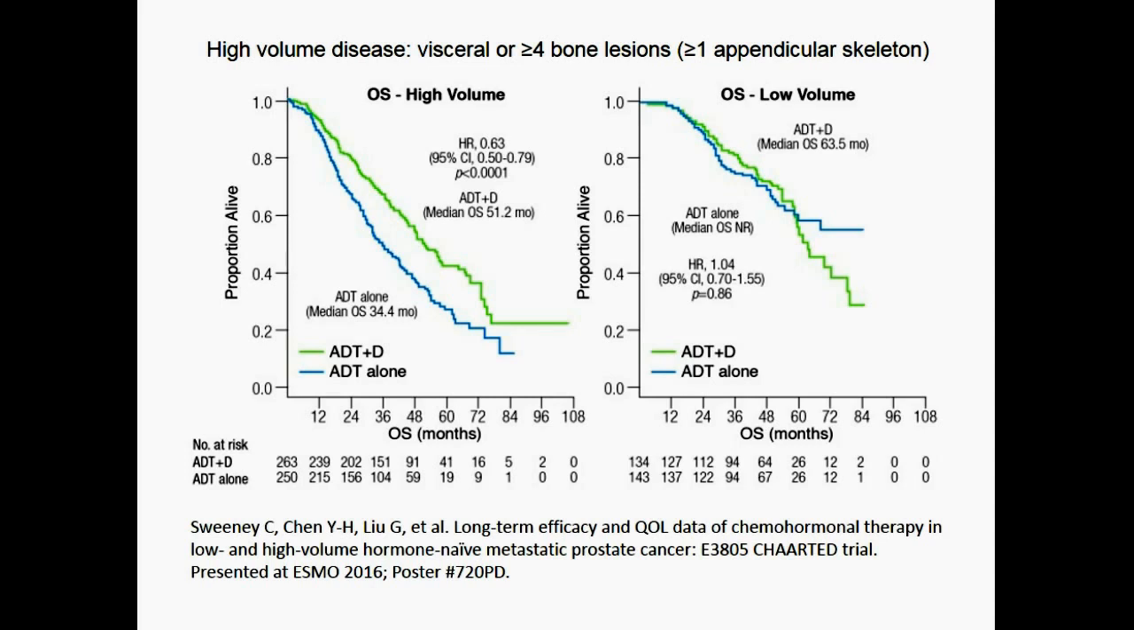So here is the latest charted data showing an improved overall survival when ADT is used with docetaxel in high volume disease compared to lower volumes of disease.